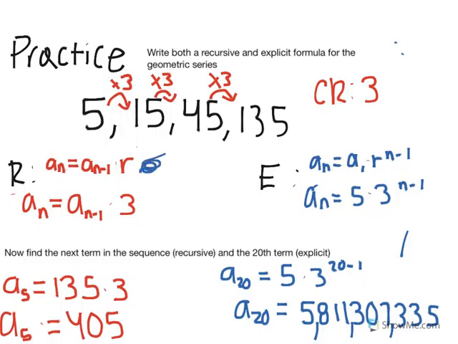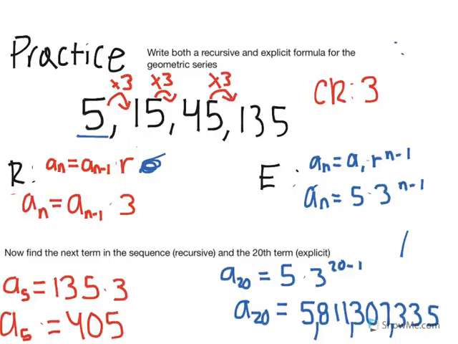Okay, so the recursive formula, I wrote the base formula for it right here. And so I don't know what a of n is yet, or a of 1, because I don't have a problem to work with it. So it's just going to be a of n is equal to a of n minus 1 times 3, because our common ratio as determined up here is 3, because I multiplied by 3 each time. And then for the explicit, I have a of n equals 5, which is the first term, times 3 to the n minus 1, 3 being the common ratio.